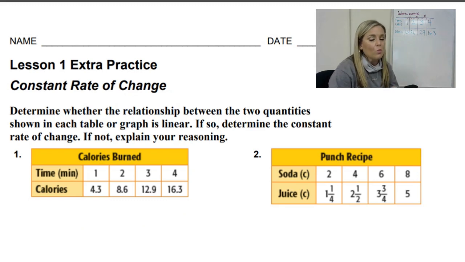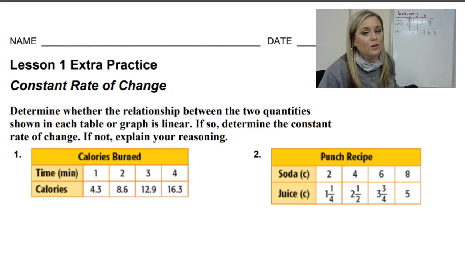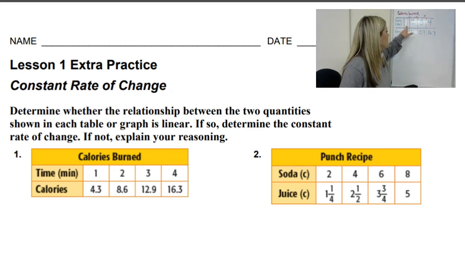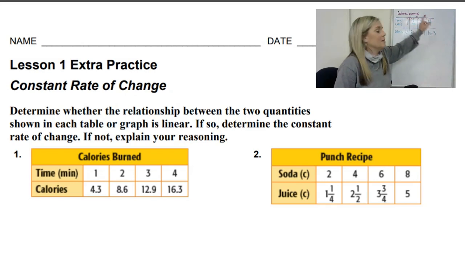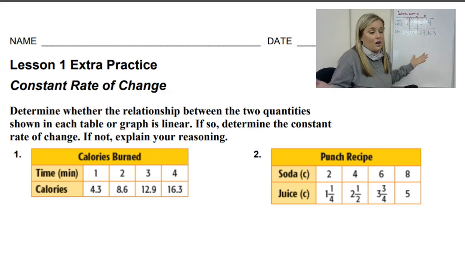So what we're going to start with is it wants us to determine whether the relationship between the two quantities shown in each table or graph is linear. If so, determine the constant rate of change. If not, explain your reasoning. Okay, so you can see up here really super easy that my time is constant right here. The top part is constant because it's changing by +1 each time. So it's 1 + 1 is 2, 2 + 1 is 3, 3 + 1 is 4. So the top part is a constant rate of change.